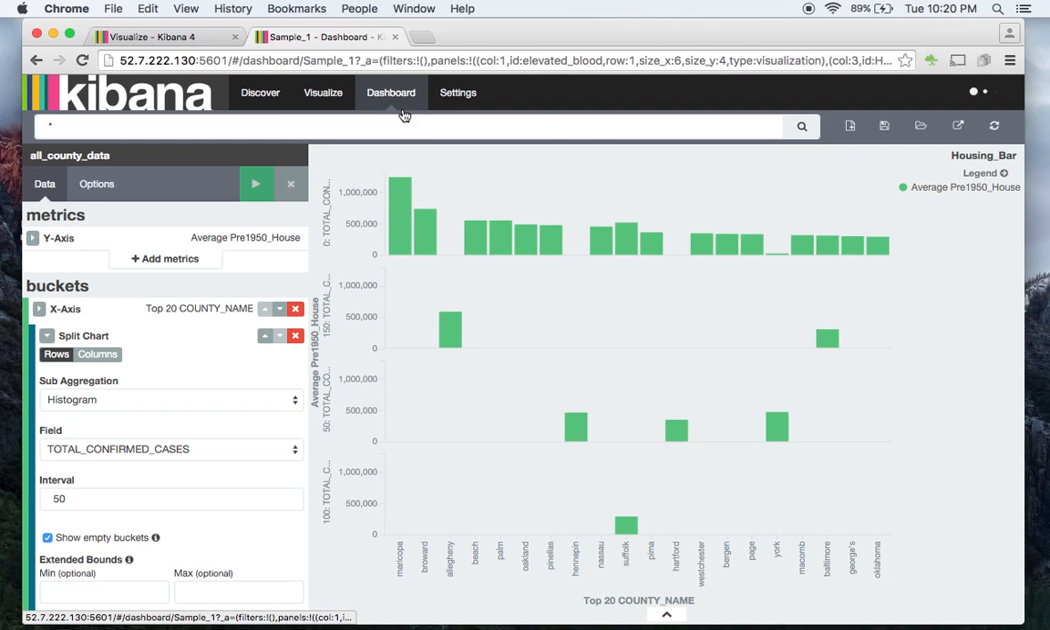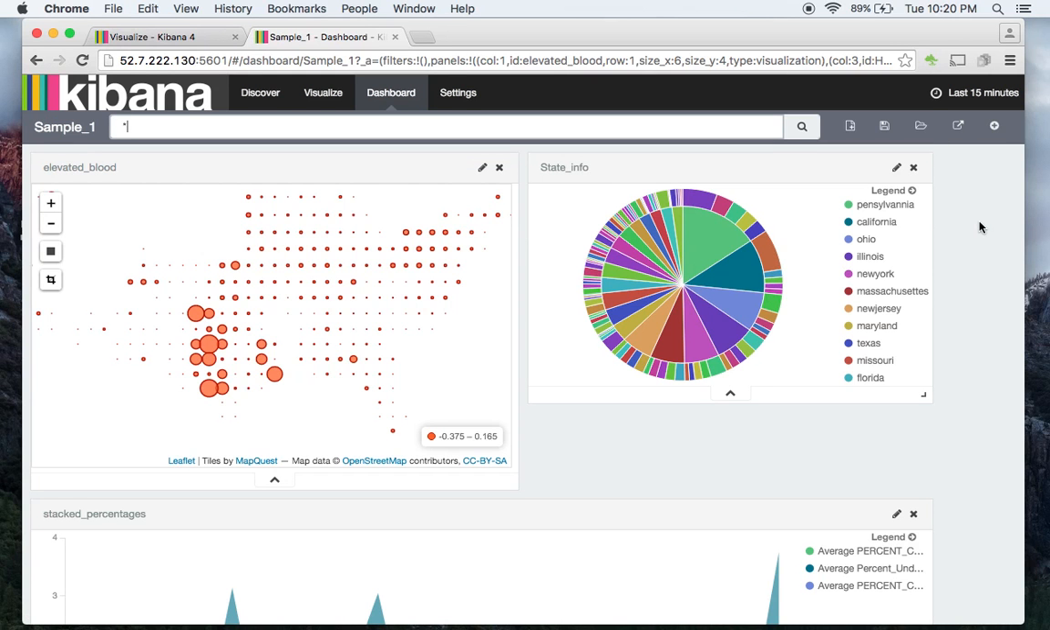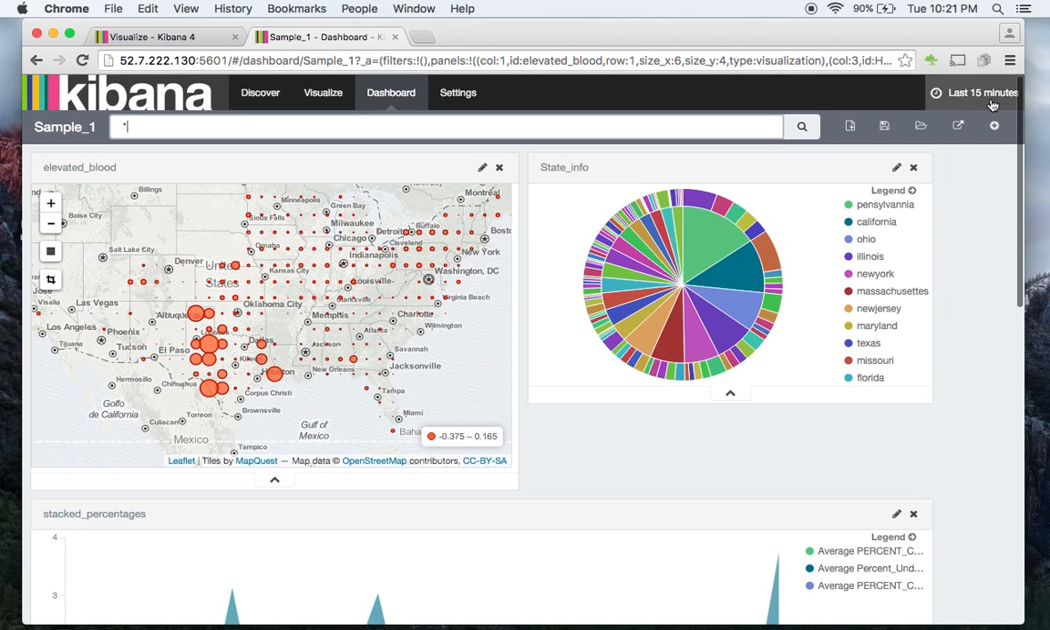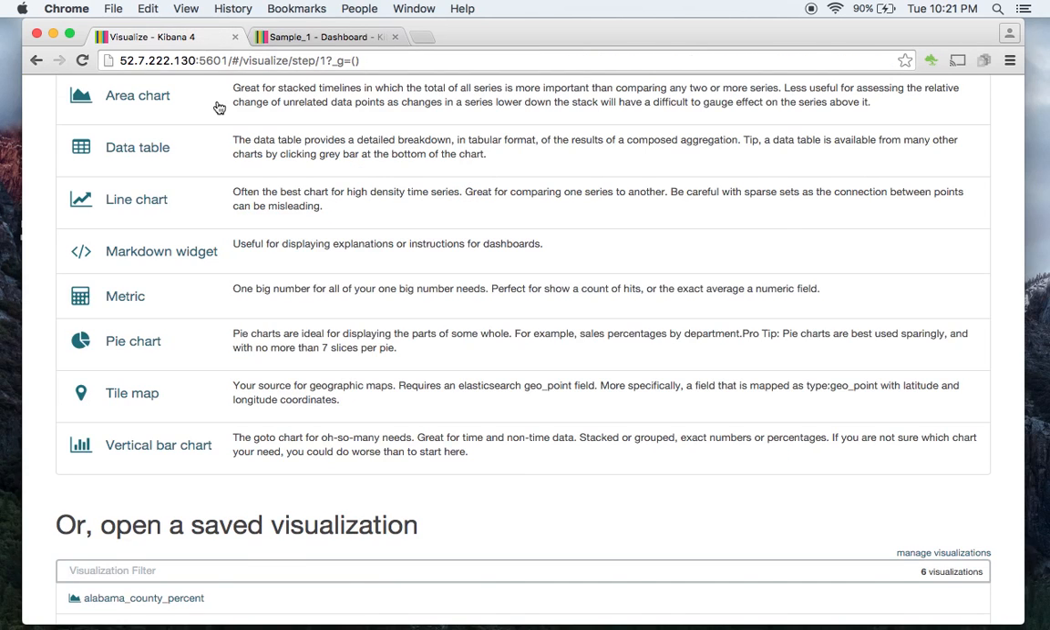If we go back to our dashboard, Kibana's pretty powerful. If you see here, it updates automatically. So for real-time data, it's very responsive, and also for snapshots of data. If we have time series data, it's easy for us to see this view, the days so far, previous month, previous year. And there are other visualizations available too. So you have pie chart, tile map, vertical bar chart.